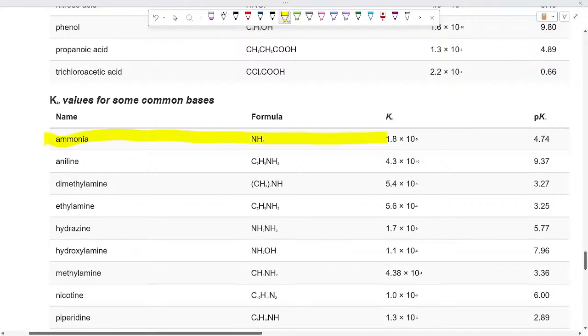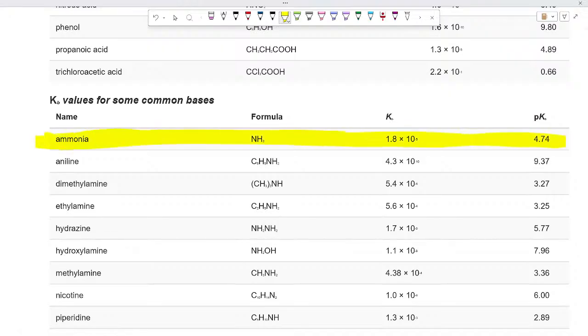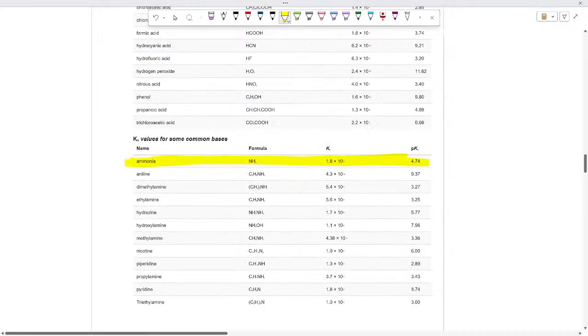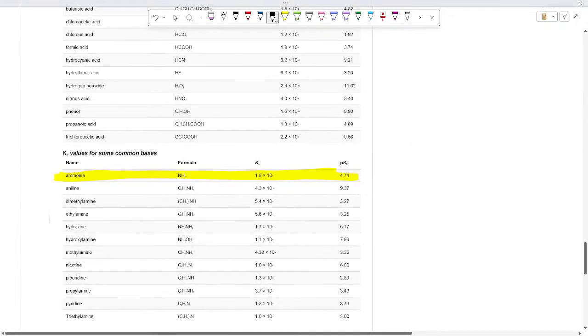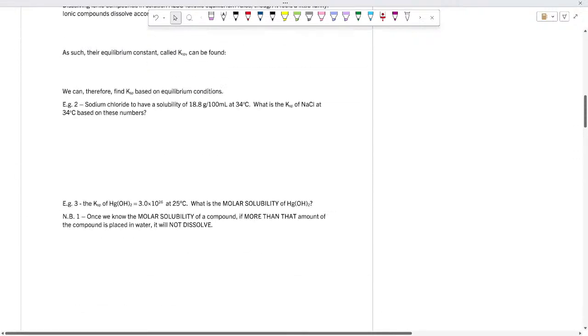But that's okay. What's the Kb of ammonia? 1.8 times 10 to the negative 5.